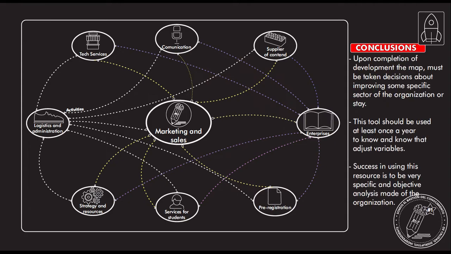As a conclusion, we can say that at completion of this development, you must be able to take decisions on what to do. Okay, I want to make an improvement plan now. I already know what's going on, what is working, what is not. So how can I make it better? This tool should be used at least once a year to know what you need to improve in your organization. The key to success in using this resource is to be very specific and objective in analyzing all the components of the organization. When you are in a comfort zone, you could use this tool and say, we are perfect, we don't need any change. I do not recommend that because people can always improve whatever they are doing. The moment that your organization is perfect and doesn't have anything to change, you need to really ask yourself what's going on, because you could be the best of the best and you can always improve and innovate.